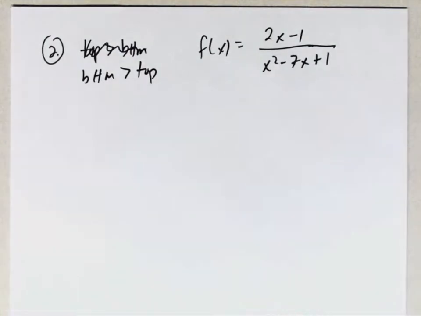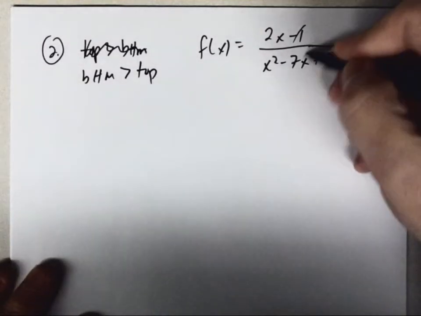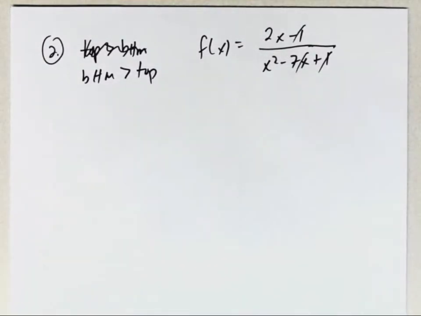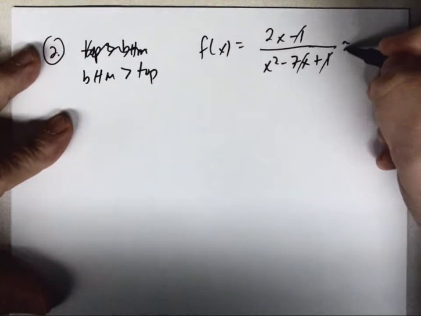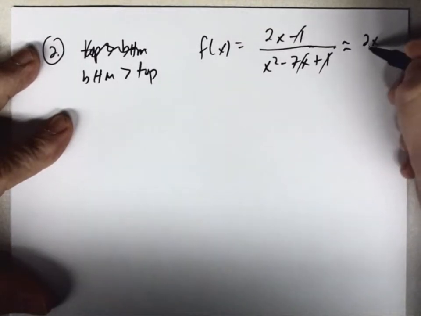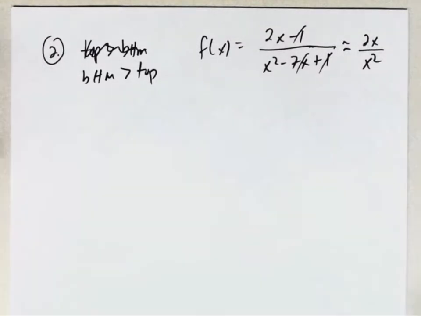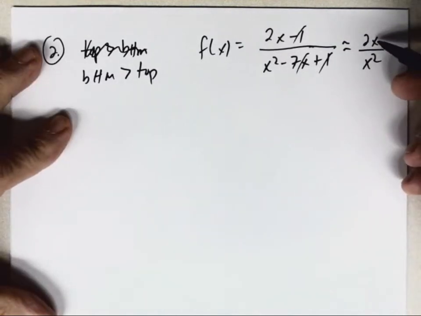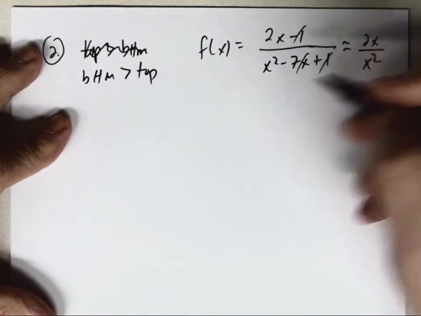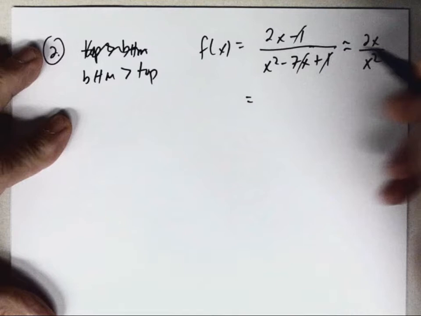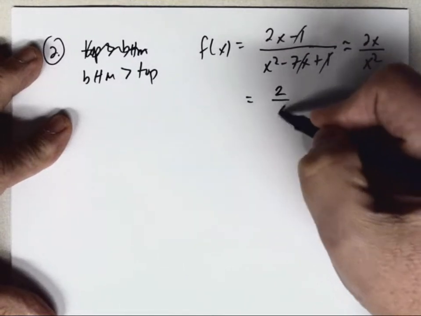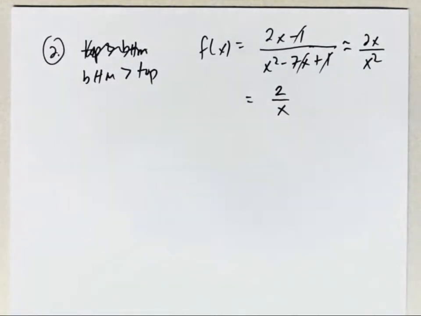so here's a rational expression. Once again, for horizontal asymptotes, all I care about is the leading terms. I get rid of those. So I'm left with approximately 2x over x squared. Now if I cancel here, I've got an x on the top, x squared on the bottom. When I cancel, I'm left with 2 over x.